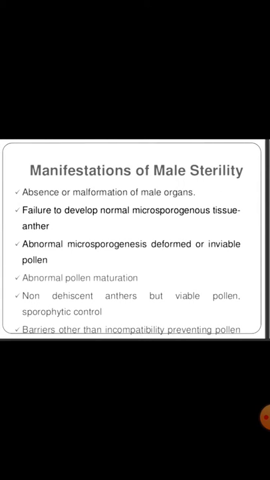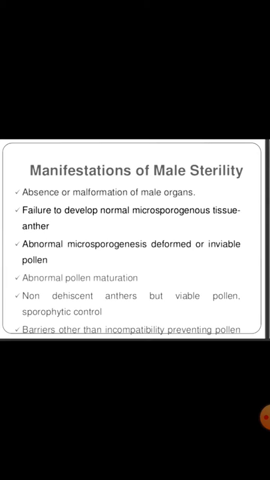Next, manifestation of male sterility. Manifestation means how we can diagnose this. The male part is non-functional, so what are the features? The absence or malformation of male organs. Either the male organ is totally absent, or there is no proper formation of the male organ.